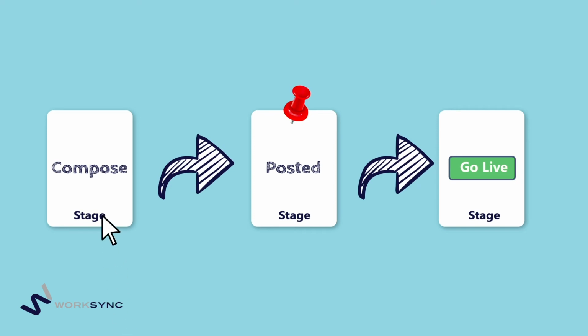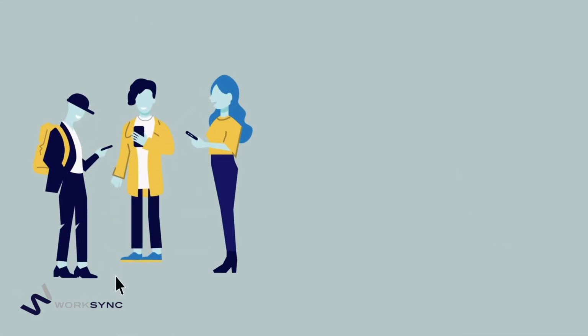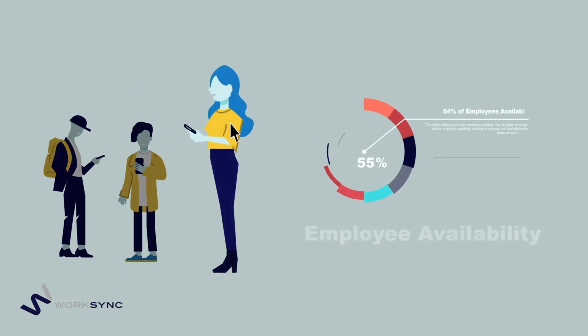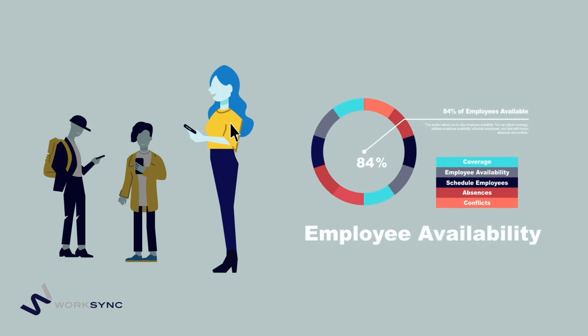The first stage of the scheduling process is the compose stage. This is when you figure out who you need and when and where you need them. In this stage, you can adjust coverage, address employee availability, schedule employees, and deal with known absences and conflicts.